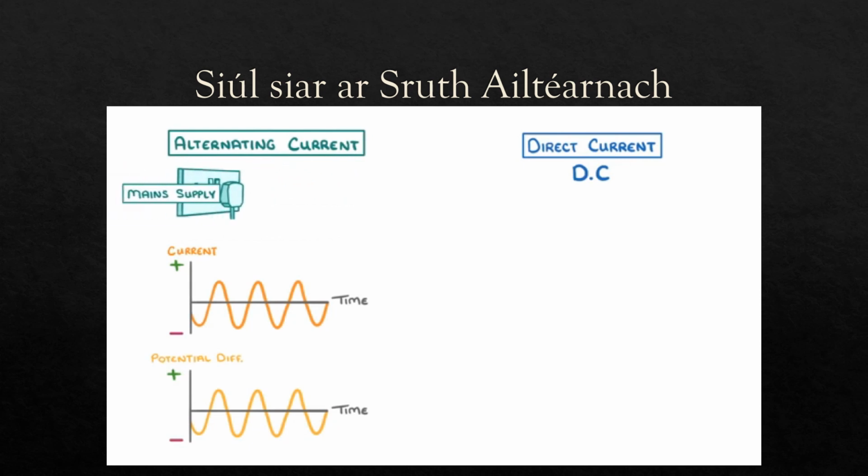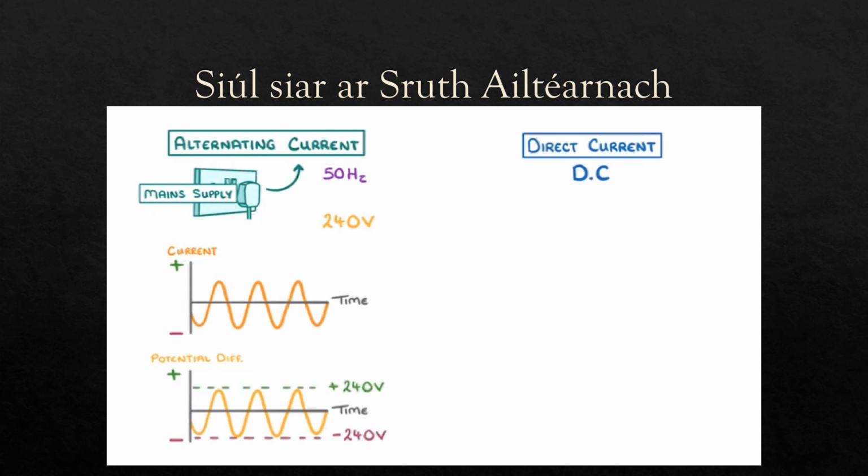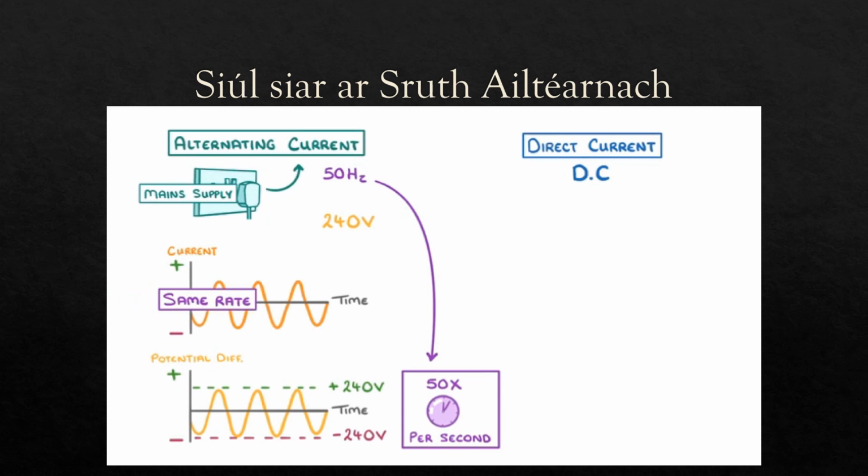Here in the UK, all mains supply electricity, which is the electricity that comes from our plug sockets and powers our computers and kettles and so on, is AC. And specifically, UK mains supply is 50 Hz and around 240 volts, which means that on our bottom graph, the potential difference fluctuates from positive 240 volts to negative 240 volts and back again 50 times every second. And so the current would also fluctuate at that same rate.